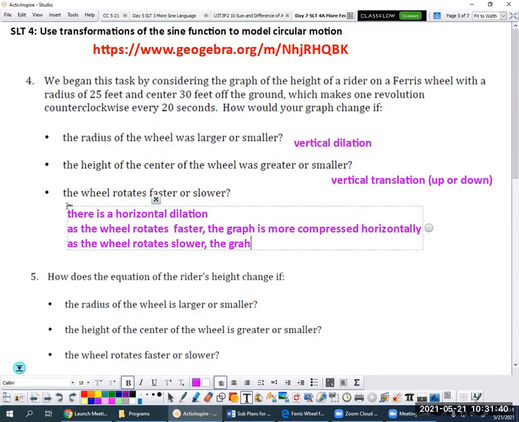Like you can almost imagine people are holding the ends of the graph when it gets slower and it's literally stretching it out like a spring. Like if you've ever taken apart a ballpoint pen and there's that little spring and you pulled on it and you stretched it out, it's the same thing.